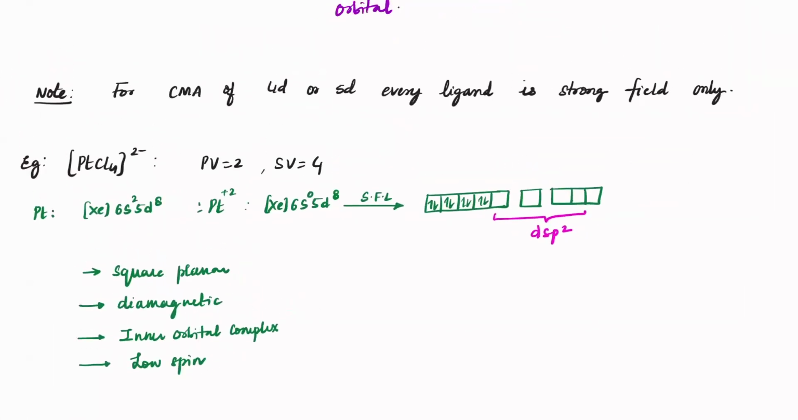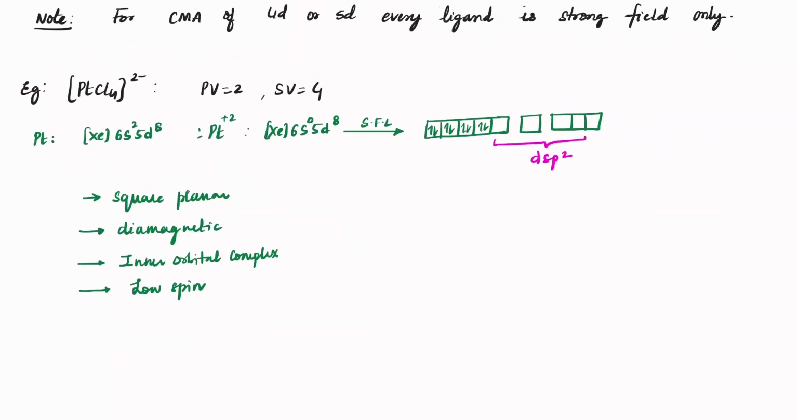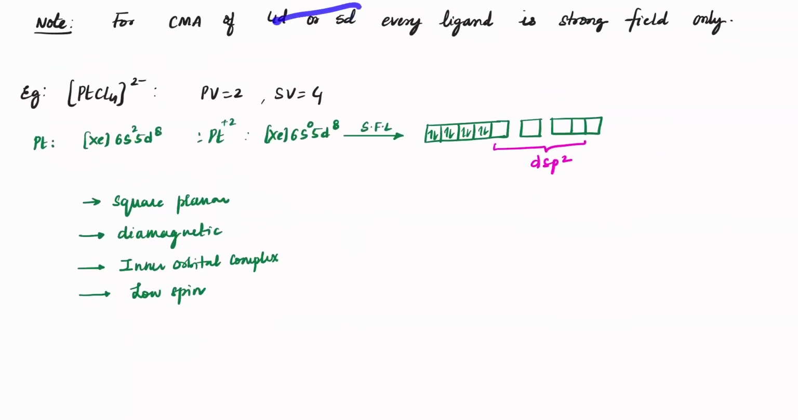Clear? So fundamentally, wherever you have 4d and 5d, just use this logic that everything is a strong field ligand, and you will be able to fetch it out. What should be the answer in this case? I guess this part is clear, everyone.